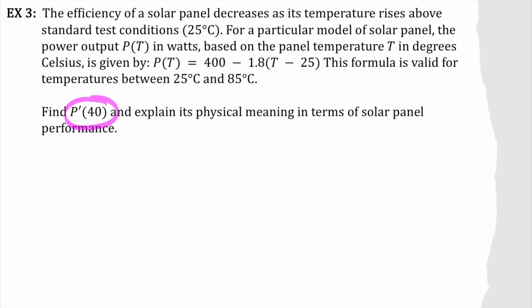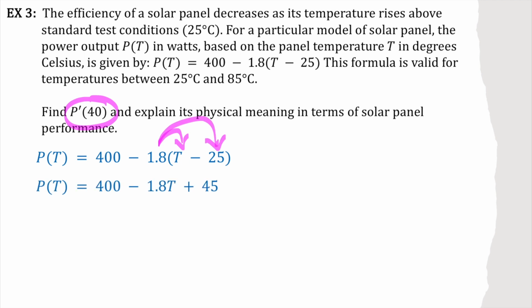All right, so they're asking us for a derivative. We have our original function, and to make taking the derivative easier, let's distribute that 1.8 through and then combine like terms. Okay, so here we have a modified parent function, and now we can take the derivative of that, and you get P prime of t equals negative 1.8. Well, they want to know P prime of 40 and what that means.